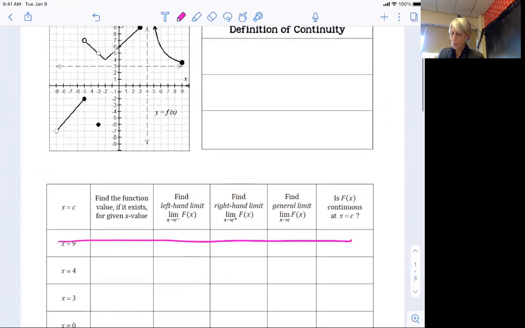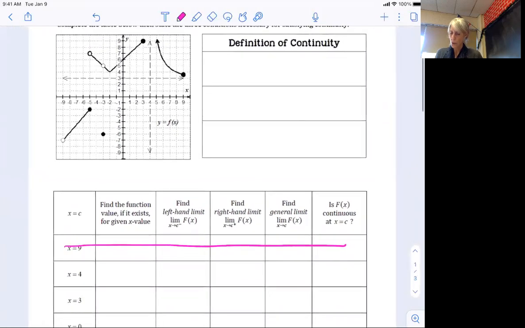So when x equals 4, first we want to find the function value, meaning what do I get when I plug in 4? If I go to 4 on the graph of my function and I plug in 4, it's undefined. Remember, when you have an asymptote in your graph, it's undefined. So f of 4 is undefined.